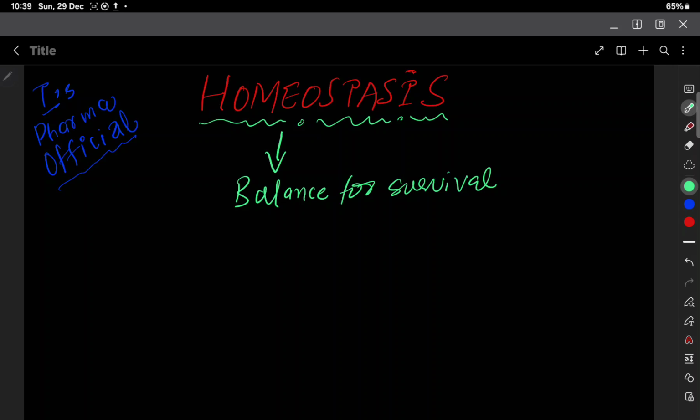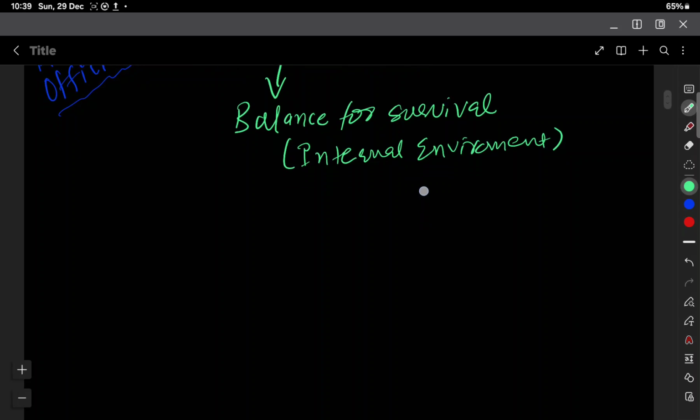And this regulation takes place in a well-defined internal environment. This balance for survival takes place in an internal environment, and this whole process is called homeostasis. So homeostasis means maintenance of the internal environment if there are changes in the external environment, or changes in the internal environment as well. The body will try to balance itself if there is an internal or external change. That process is called homeostasis.